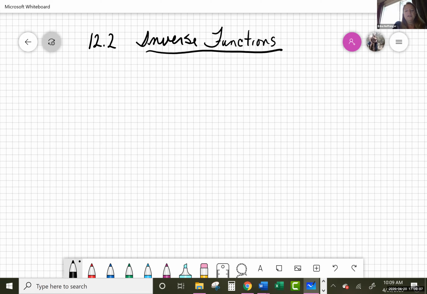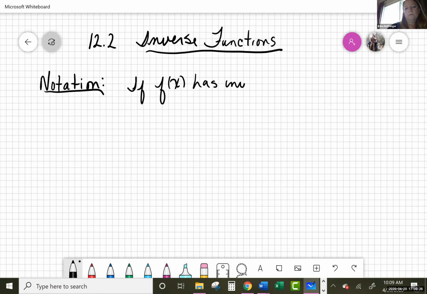Okay. So first, let's just talk about notation for inverse functions. So notation, if f of x has an inverse, it is written as f with a little -1, looks like an exponent, and then parentheses x.